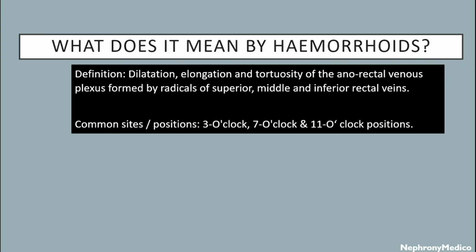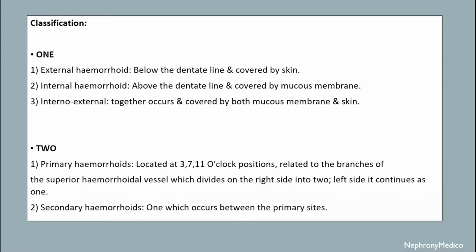So, what does it mean by hemorrhoids? The dilatation, elongation, and tortuosity of the anorectal venous plexus formed by radicals of superior, middle, and inferior rectal veins. This is known as hemorrhoid. The common sites or positions are 3 o'clock, 7 o'clock, and 11 o'clock positions.